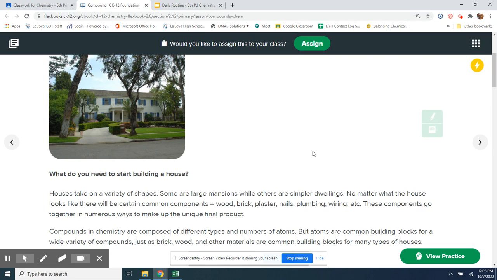Houses take on a variety of shapes. Some are large mansions, while others are simpler dwellings. No matter what the house looks like, there will be certain common components: wood, brick, plaster, nails, plumbing, wiring, etc. These components go together in numerous ways to make up the unique final product.